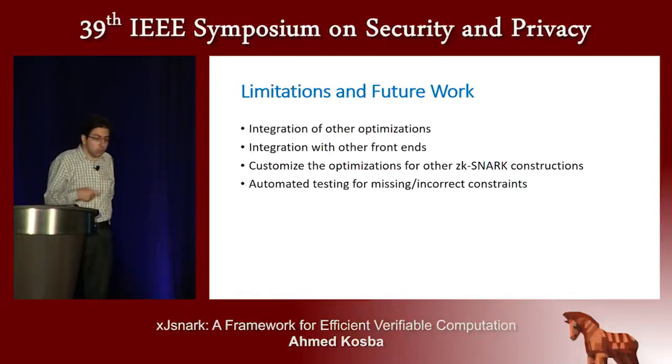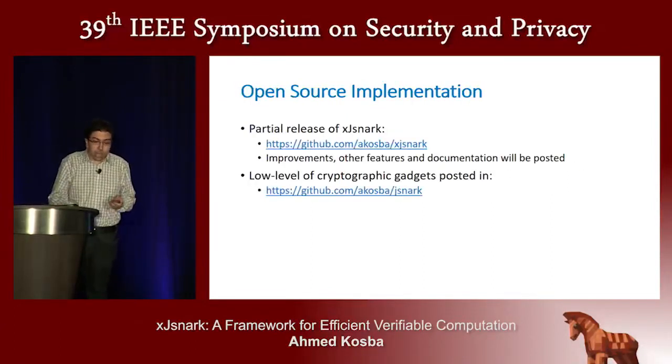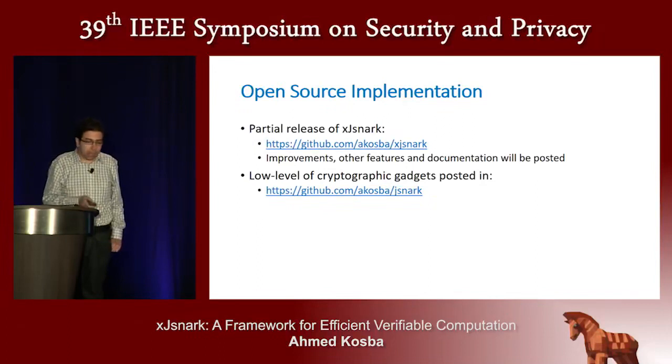And we would like also to do automated testing for missing or incorrect constraints, because it's relatively easy to check the correctness of the circuit, but we need to make sure that all the constraints have been written correctly. So we have made a partial release of xJsnark on GitHub, and more improvements and refinements are going to be posted, and we posted the manually developed optimized circuits or gadgets as well in our manually developed library.